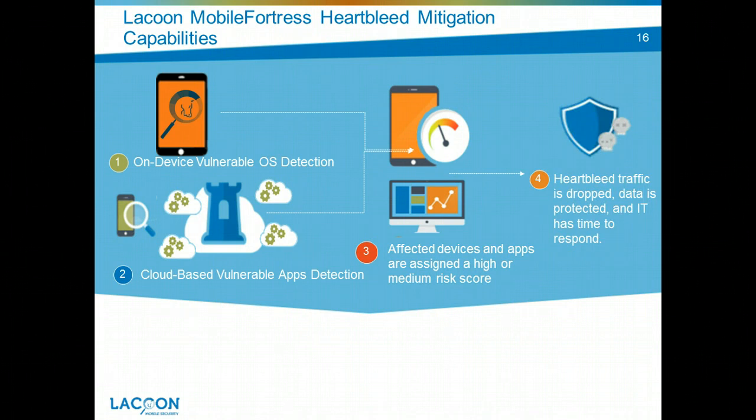Lacoon can ensure data is not stolen by enabling network protection for those high risks. Network protection redirects traffic from high-risk devices to the Lacoon Secure Gateway, which can drop the Heartbleed-related traffic. This buys IT time, knowing that their data is safe, while they go about patching and updating all the affected devices and apps to close out the security incident.